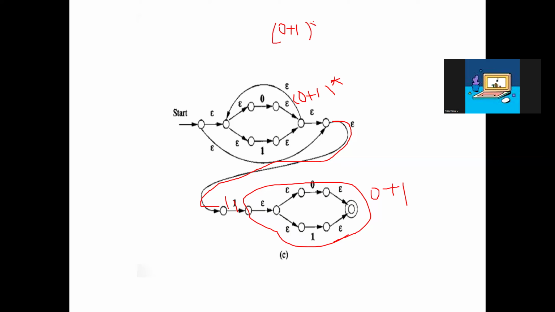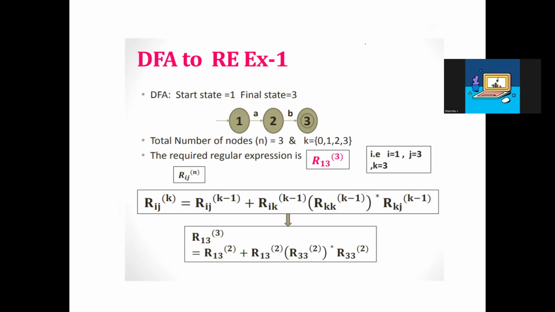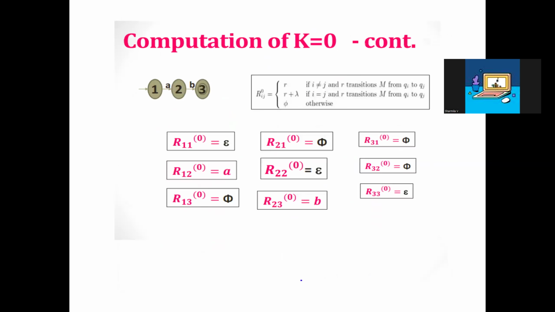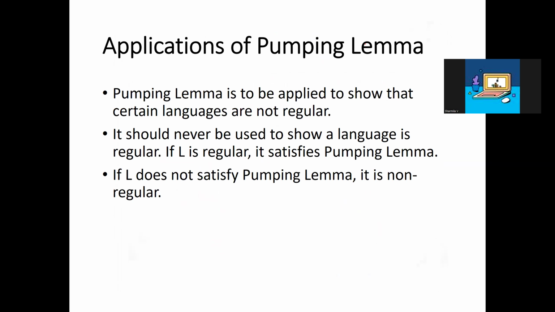For 0 plus 1 asterisk, we have used rule 1 and rule 3, and one state for rule 2 we have created. Next, using rule 1 we have created for 0 plus 1. So the given problem is solved using the Thompson construction method. One more method is there, using the computation of K levels K0, K1, K2. Using that, we create the transitions using the RIJ method.